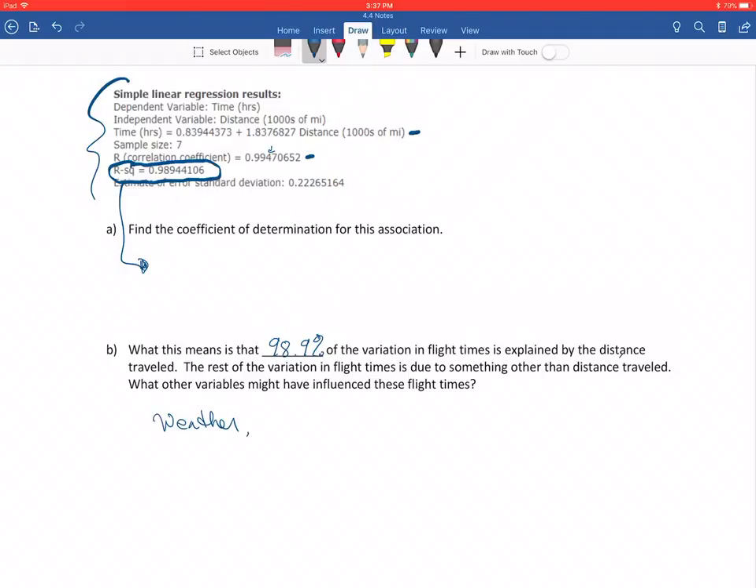So I think back to flights that I've been on. Weather, right? If it's poor weather, if it's raining or snowing, that could cause your flight to take longer than it otherwise would. Headwind or tailwind. Sometimes if the wind is blowing with you, you actually will make better time. And if it's against you, it'll slow you down a little bit.